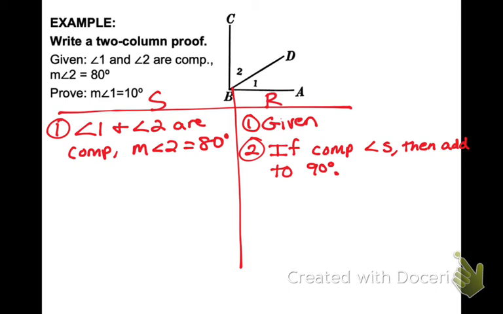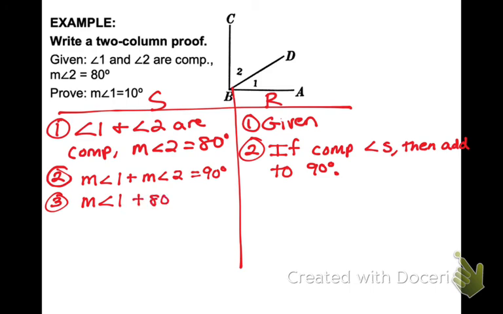Okay, so we just made a conclusion that they're going to add to 90 degrees. So that means over here, I need to show those two angles adding together to 90 degrees. So the measure of angle 1 plus the measure of angle 2 is equal to 90 degrees. What's next? Good. Substitute in what, Owen? 80 degrees for angle 2. Yeah, so we said in our given that angle 2 is 80 degrees, so substitute that in.